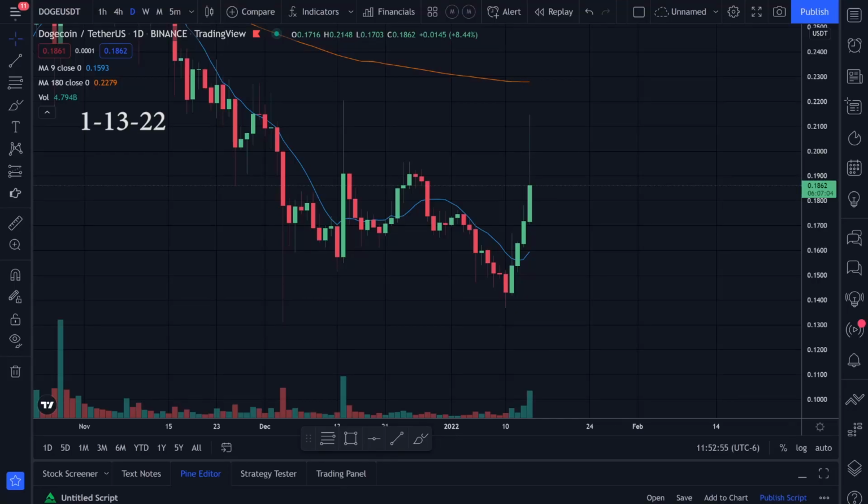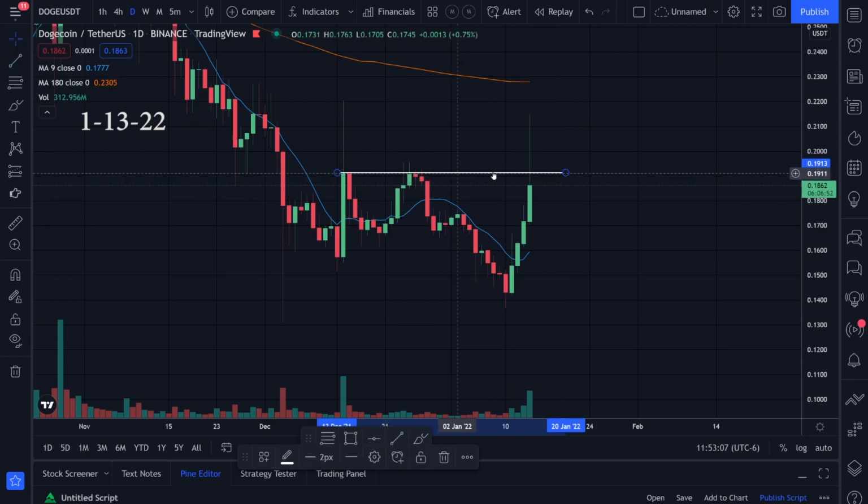Let's take a look at the chart action for Dogecoin. Okay, so here's the main thing I'm looking at. We have resistance right here, resistance right here. We have a trend line going something like this. This level is sitting at around 0.191.